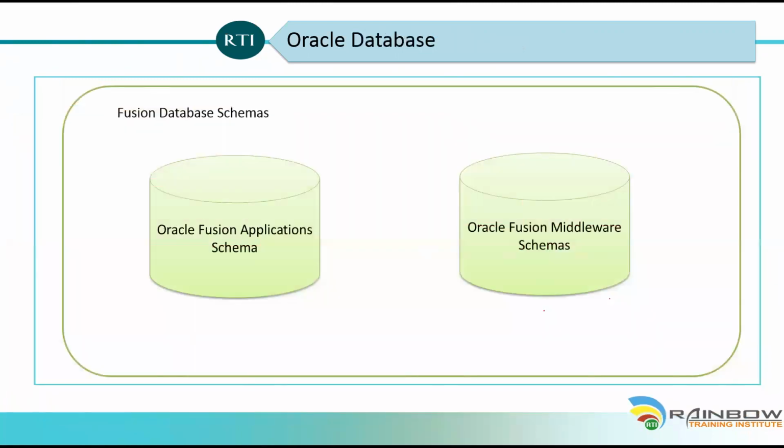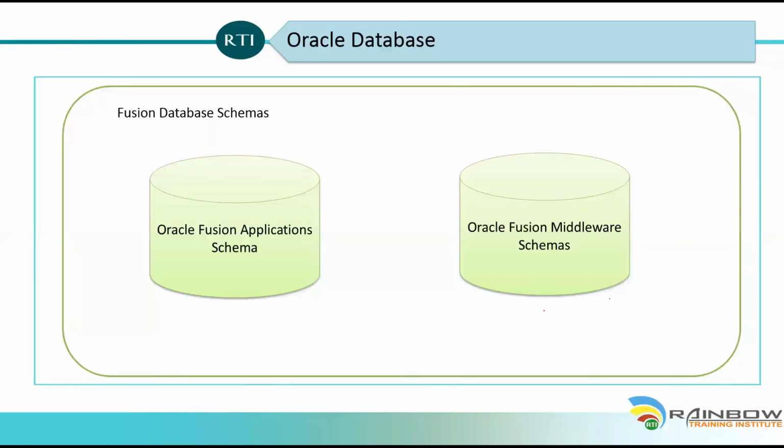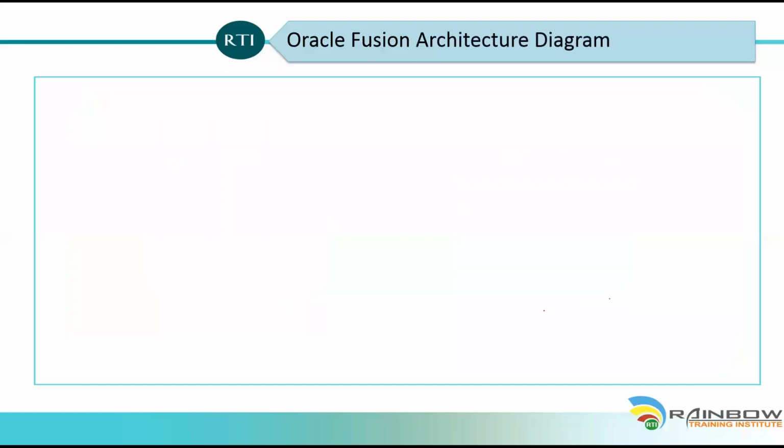Now the database. The Fusion database has two schemas. Basically, one is Fusion application schemas and the other is Fusion middleware schemas. Fusion application schemas are nothing but product family schemas. Fusion middleware schemas are nothing but what store the middleware component specific things. Okay. Now let's connect all these three things together.